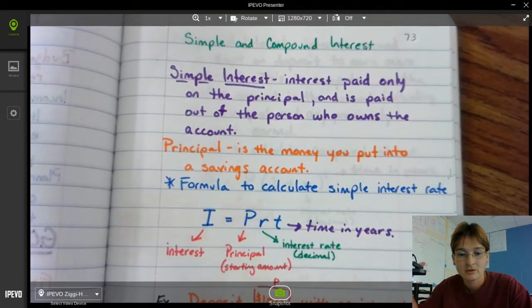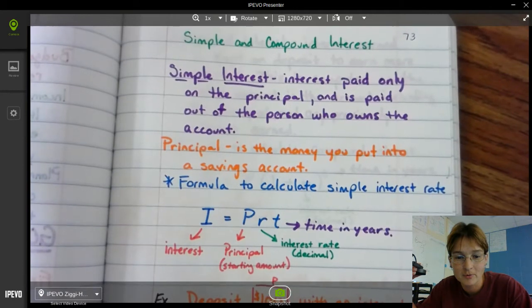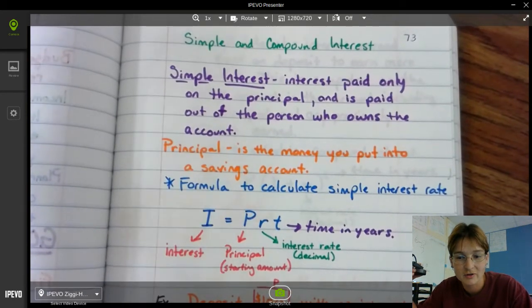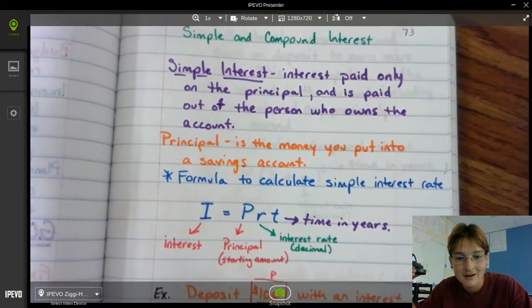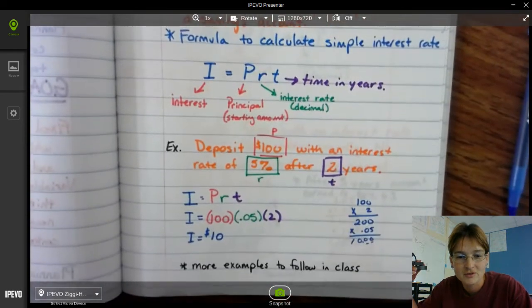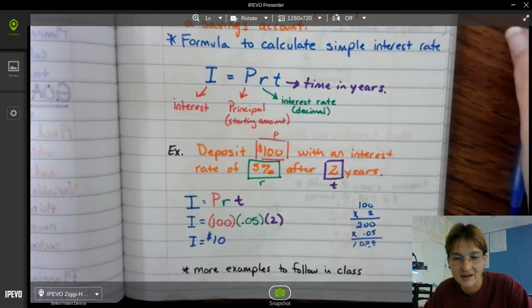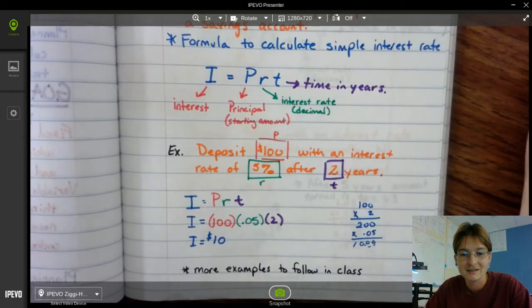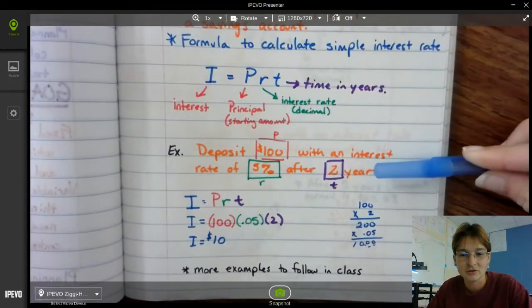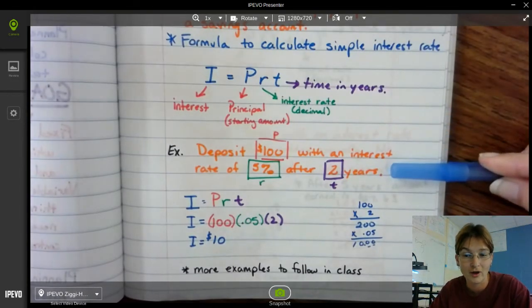All right, so we're going to go ahead and dive into an example because I think it makes more sense whenever you deal with money to have money. But here is your first example. So say you deposit $100 into a savings account with an interest rate of 5%. You want to know how much interest you have earned after 2 years.